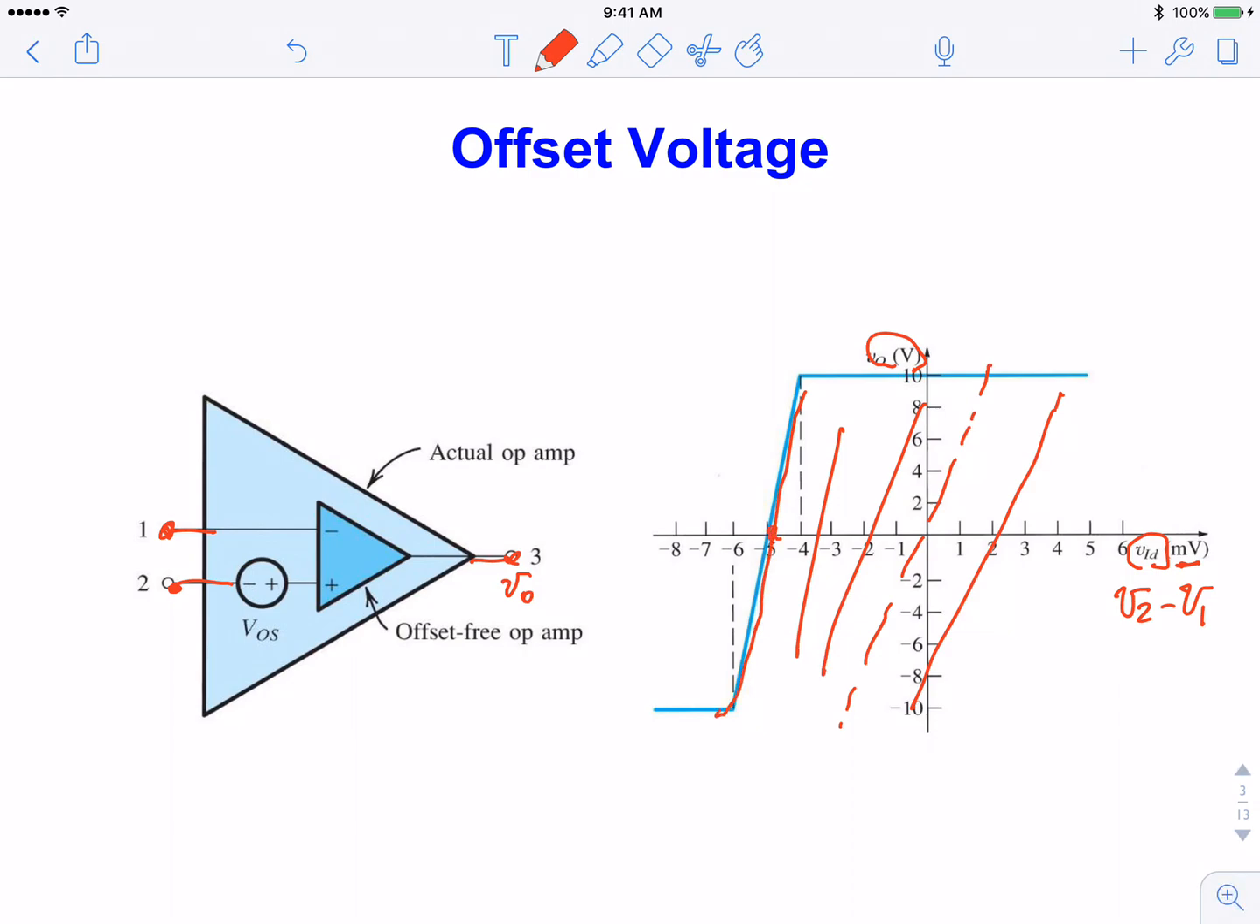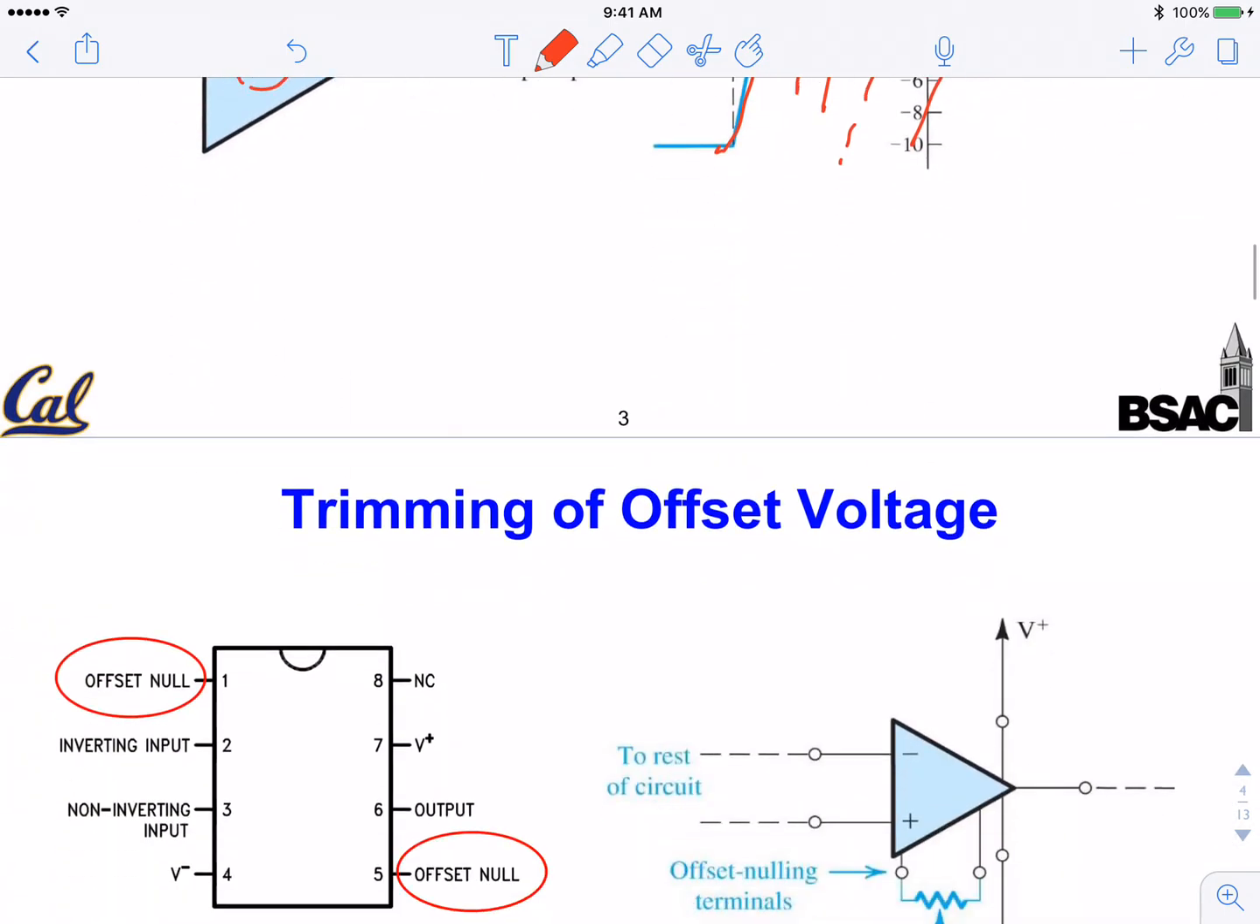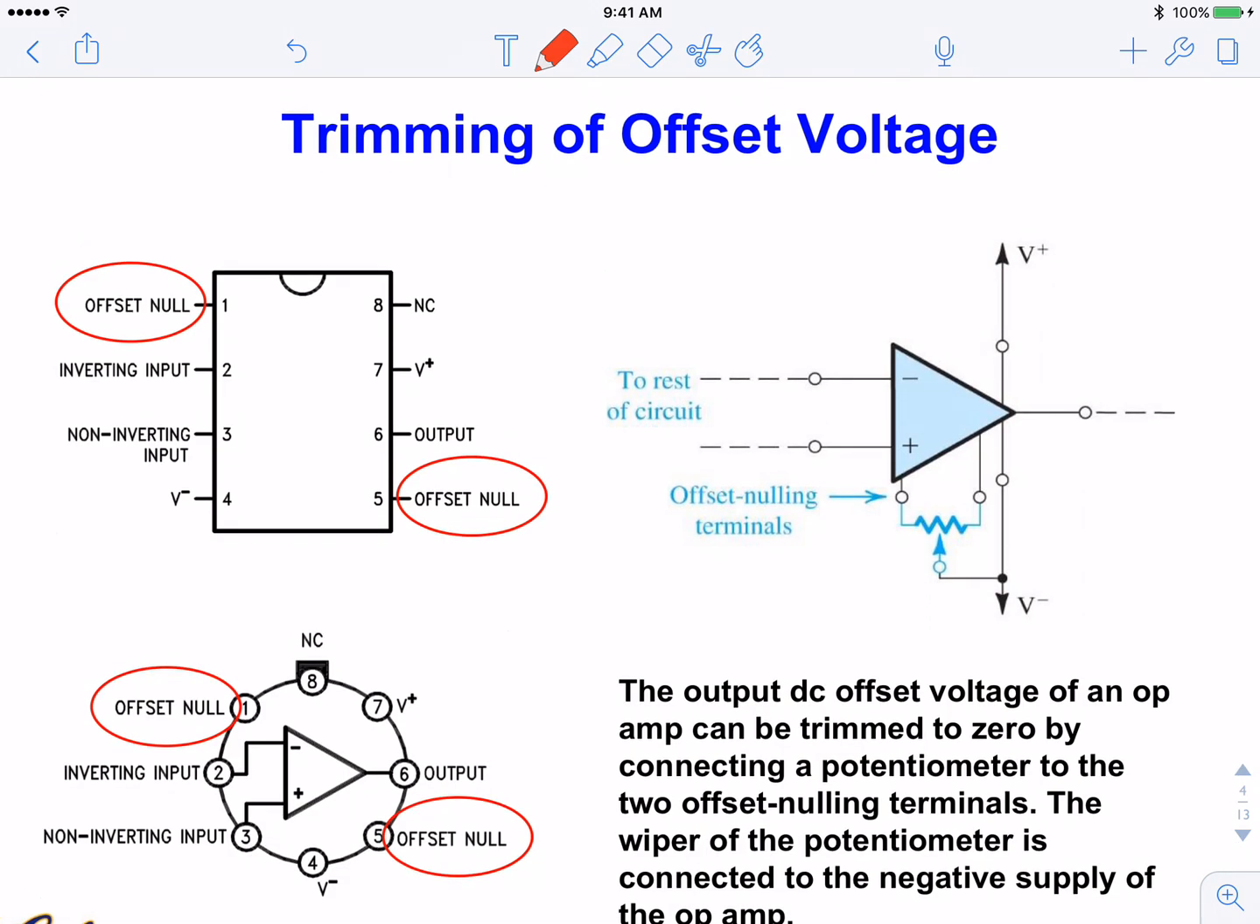So it has a 5 millivolt fixed offset. In other words, your output is equivalent to having an offset voltage source attached in series with one of the terminals. This comes from the mismatch of the transistors inside the op-amp. Towards the end of the semester, I'll show you exactly where this is. For the time being, think of it as an unavoidable non-ideality.